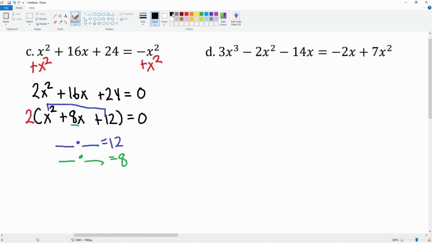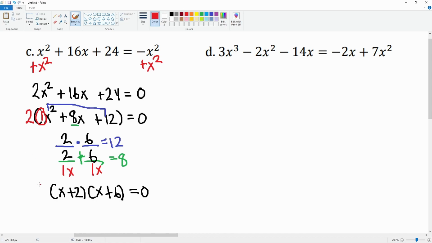Let's see, 2, 6. Oh, that works. 2, 6 does work. I forgot to say adding. Now I want to divide by this 1 here. So divide by 1x, 1x. So our factors here are going to be x plus 2 and x plus 6. And we set this equal to 0. But don't forget that we have to bring down the GCF too.